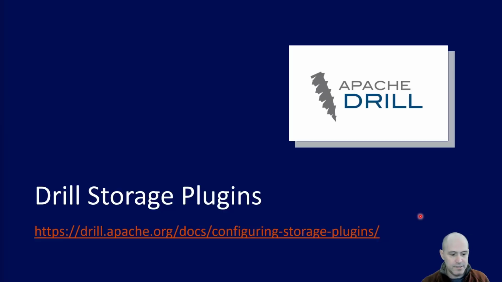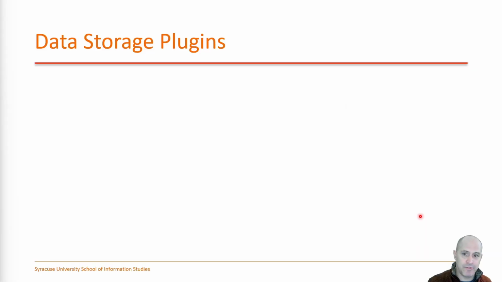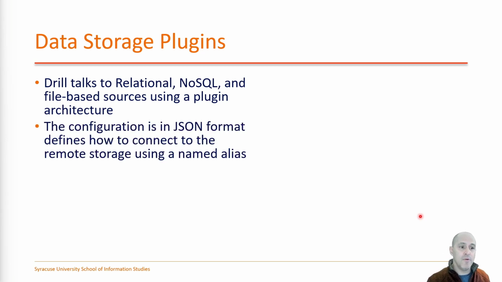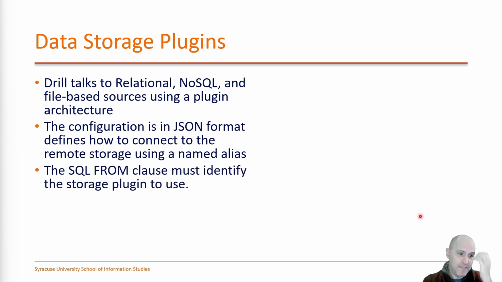All right, let's talk Drill storage plugins. This is where the magic happens in configuring Drill so that you can do just about anything you want. Drill talks to relational, NoSQL, and file-based structures using what's called a plugin architecture. Plugins are in JSON format, and you have to configure the JSON file. This is kind of the unfortunate thing. If you don't get that JSON file just right, Drill's not going to be happy. Once you get it working, it's going to work. And then in your FROM clause, you identify the storage plugin you want to use as a database.